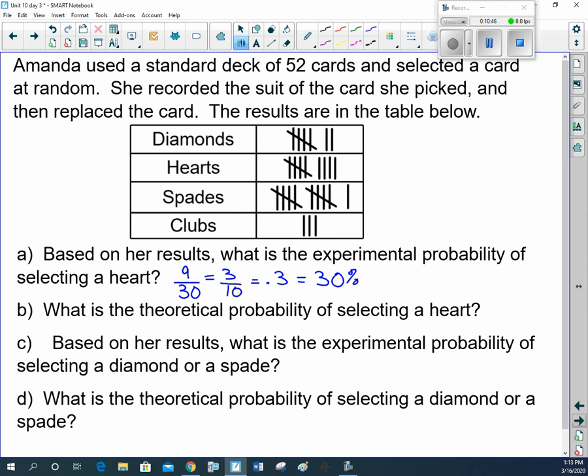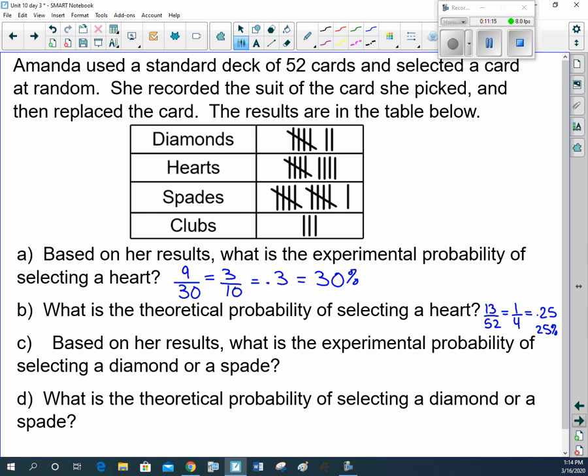Okay, what's the theoretical probability of selecting a heart? Well, the theoretical probability is there's 13 hearts out of the 52 cards, which is 1/4 of the deck, which is 0.25, which is 25%. So her experimental probability is a little high. Probably, she only did 30 trials, so if she did more, she could probably get closer to the theoretical probability.